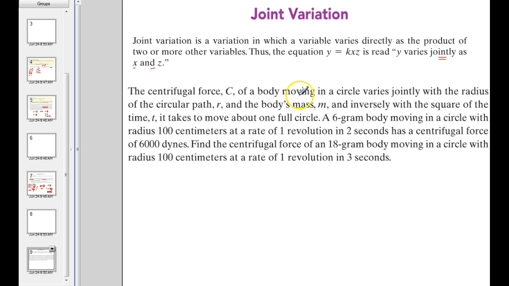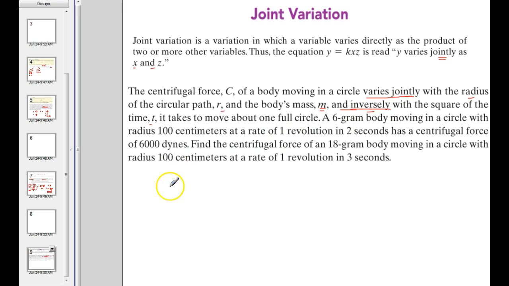Alright, centrifugal force. We got something moving around in a circular path. There's the radius of that circle. There's the mass of the thing that's going around on that circular path. It varies jointly with the radius and the mass, and inversely with the square of the time that it takes to move one full rotation. So there's the varies jointly, and then there's the varies inversely.